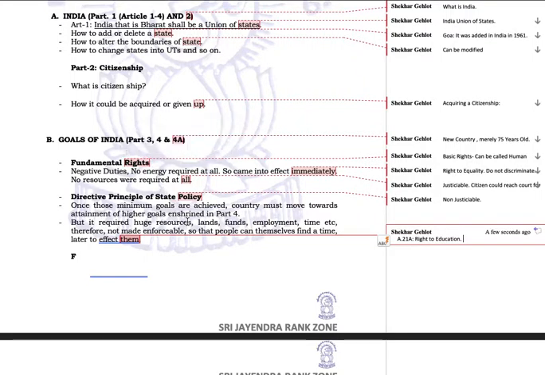Why? Because now the country feels it proper that we have attained enough resources that we can make this part a fundamental right.